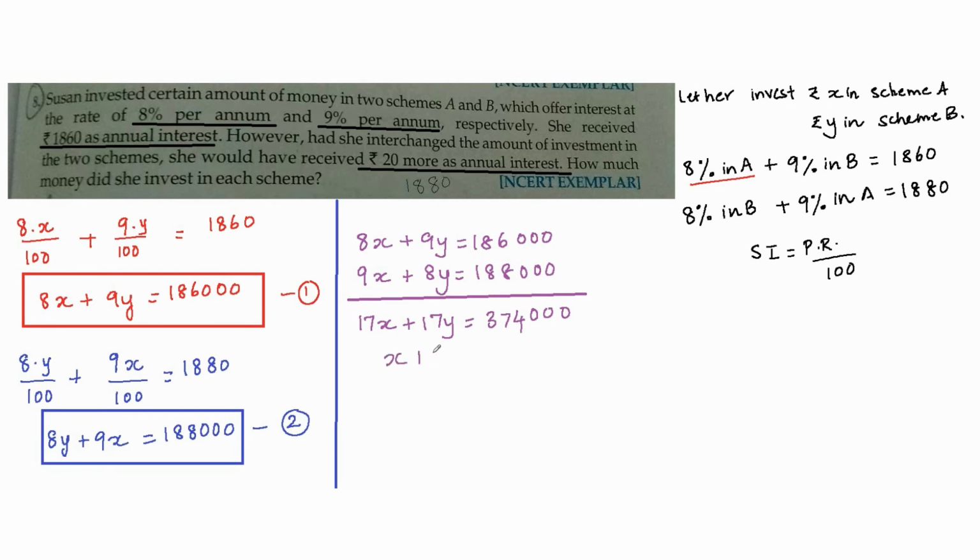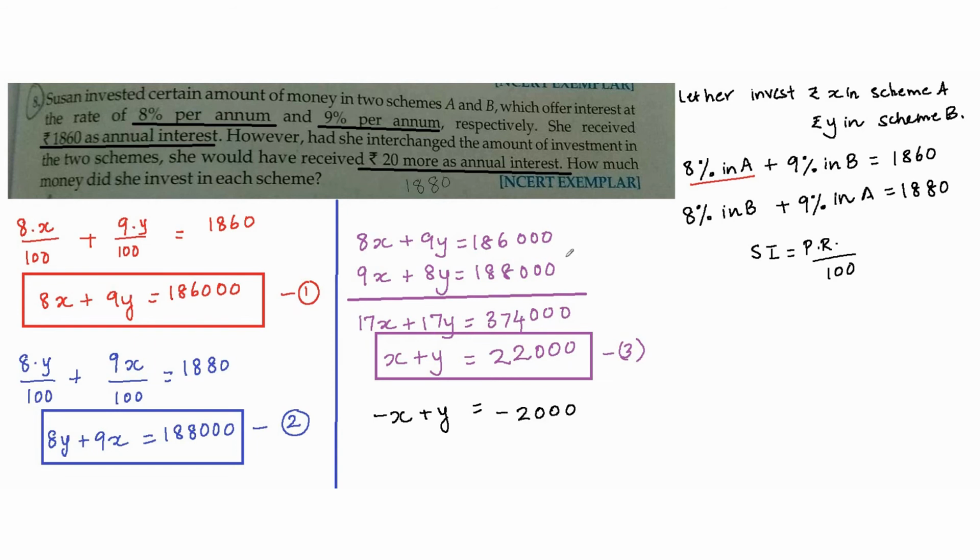Dividing by 17 throughout, I get x plus y is equal to, 17 2s are 34, 3 remains 34. So x plus y is equal to 22,000. This is my third equation. Now again let me go ahead and subtract these two equations. When I subtract the equations, I get 8x minus 9x is minus x, 9y minus 8y is y, and 186,000 minus 188,000 is minus 2,000. So this is going to be my fourth equation.